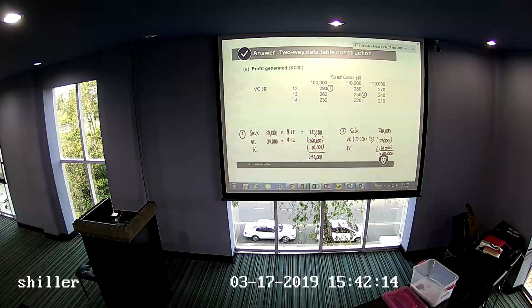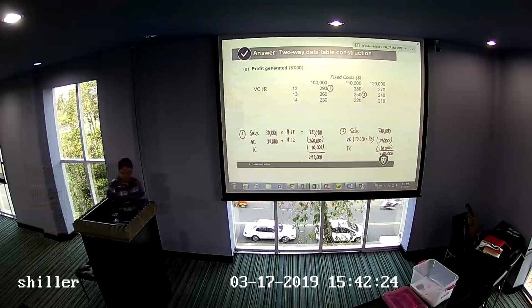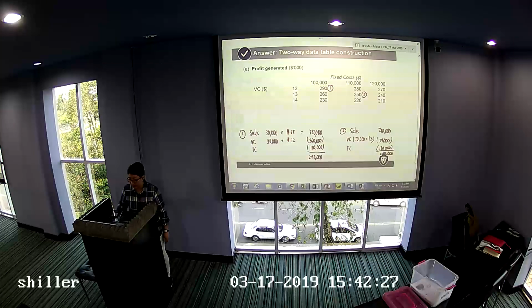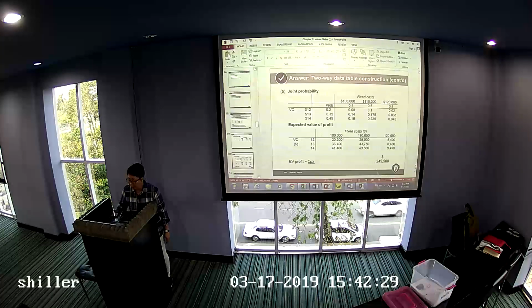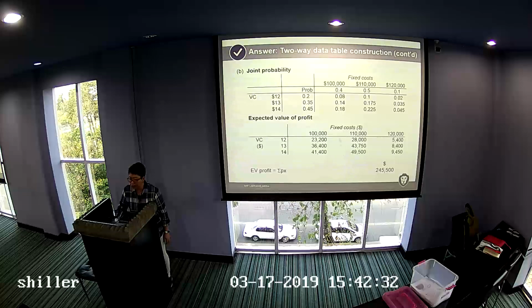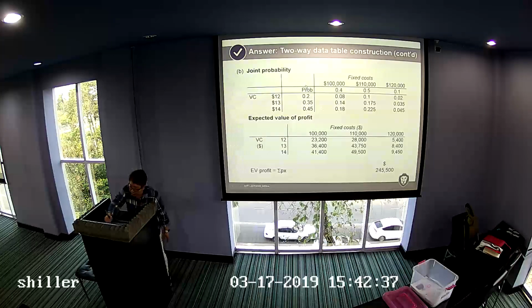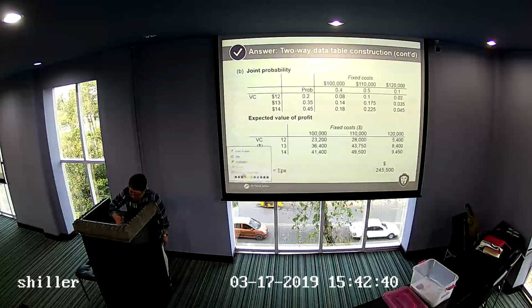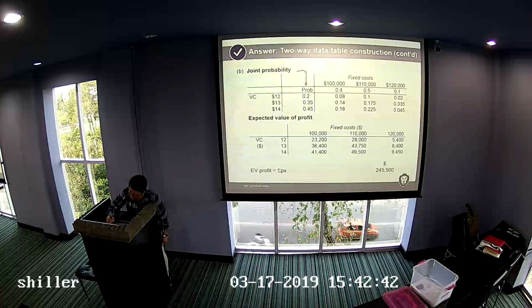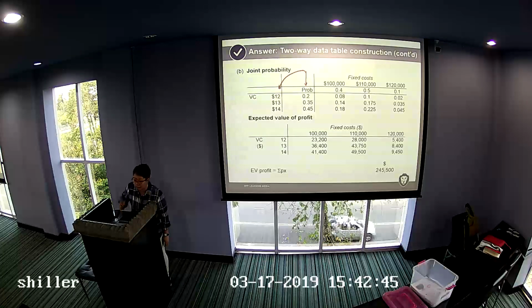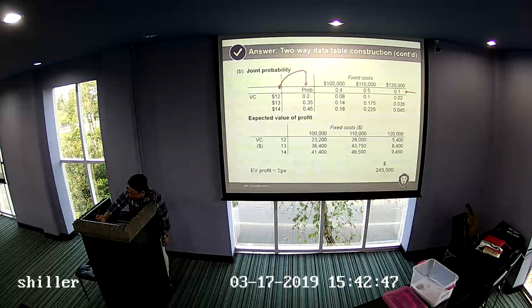Alright. Okay, so first, what do we call this? We call it the profit table, correct? Okay, the payoff table. Now, let's put in the probabilities, okay? What are the probabilities? The joint probability is what? What is the joint probability? Look, this is the probability. These are the probability that this will happen, correct? Yes? And these are the probability that this will happen. The fixed cost will happen, right?